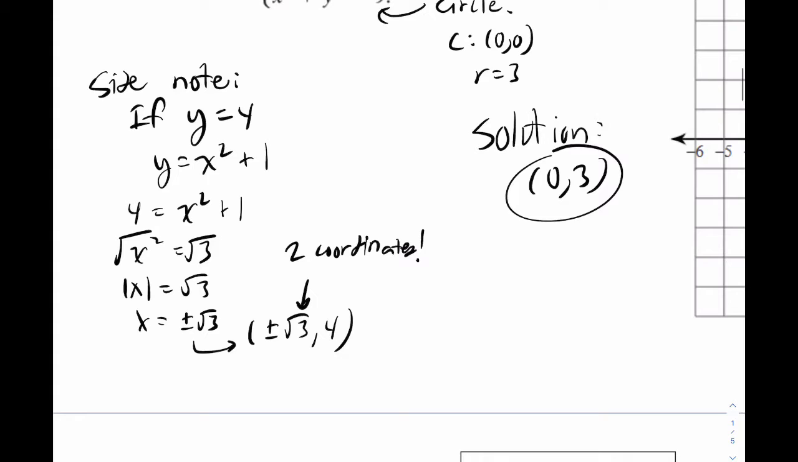However, MyMathLab doesn't like this. So for MyMathLab, you would write them out separately. So you can make a note there. This is the MyMathLab answer.